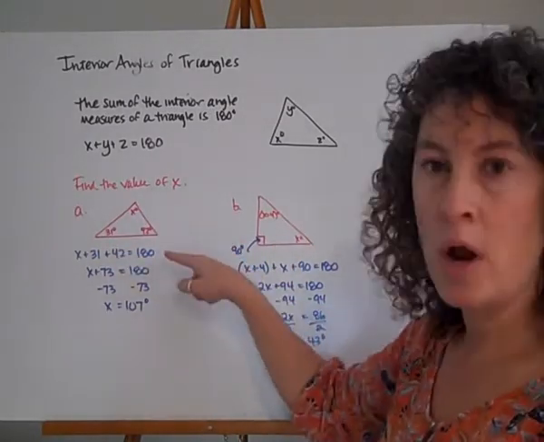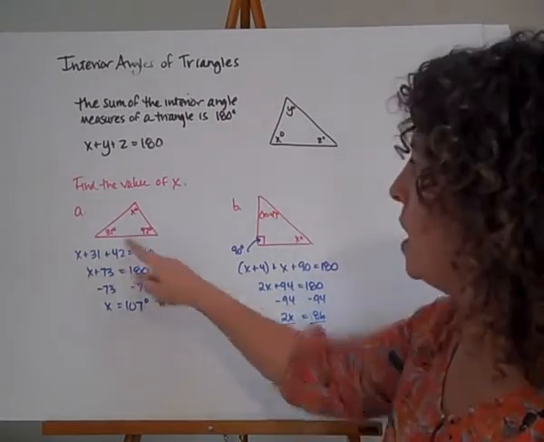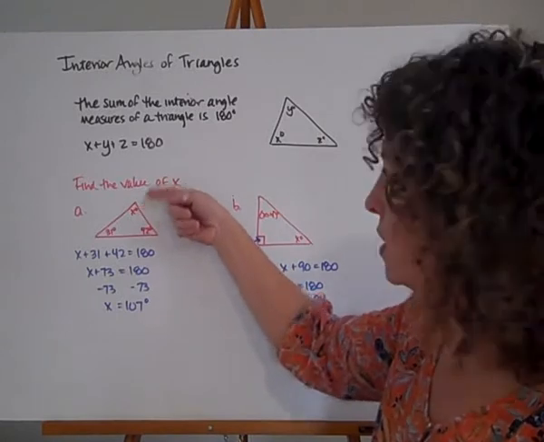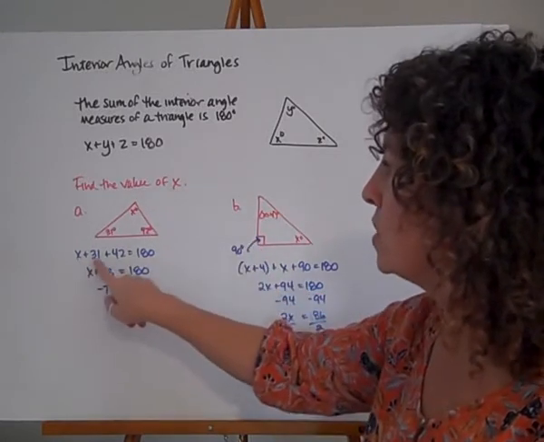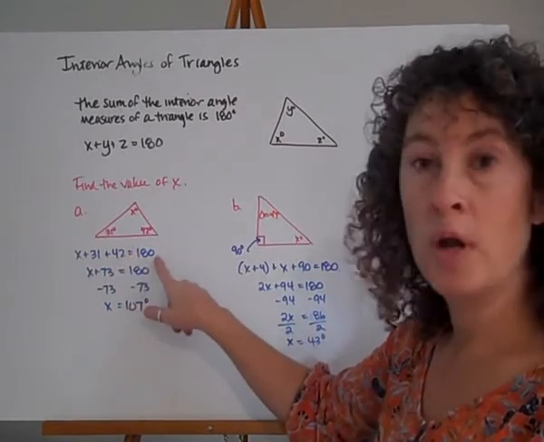So here I have a picture of a triangle. Immediately your brain should say, oh wait, everything inside there adds up to 180. I have two measures that are given to me, and we're trying to find what x is worth. So I can write an equation that says x plus 31 plus 42. Notice I've got my three angles written in there, and it has a sum of 180.